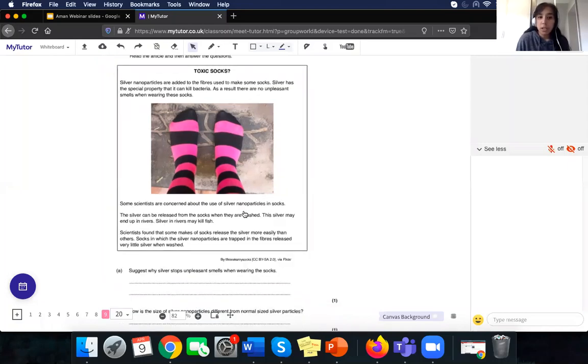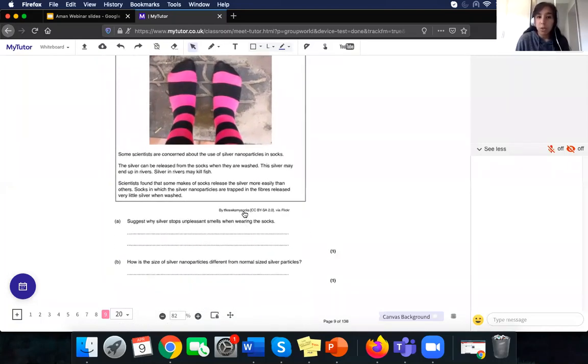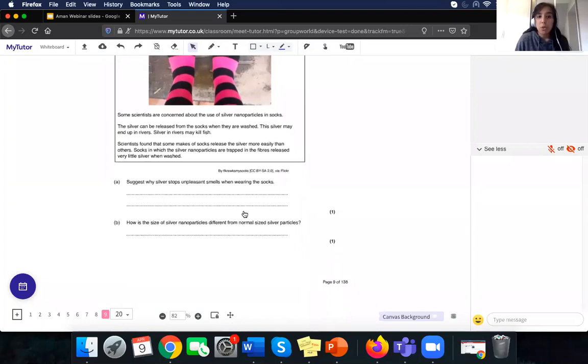Some scientists are concerned about the use of silver particles in socks. The silver can be released from the socks when they are washed. This silver may end up in rivers. Silver in rivers may kill fish. Scientists found that some makes of socks release the silver more easily than others. Socks in which the silver nanoparticles are trapped in the fibers released very little silver when washed.